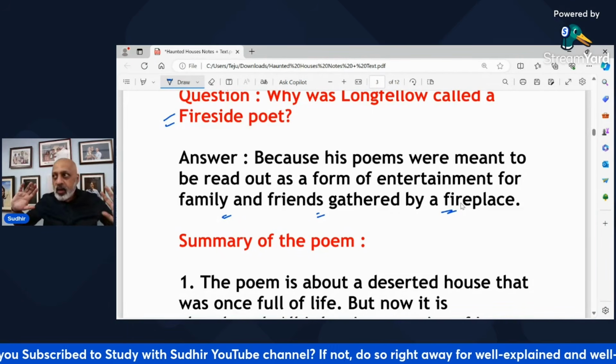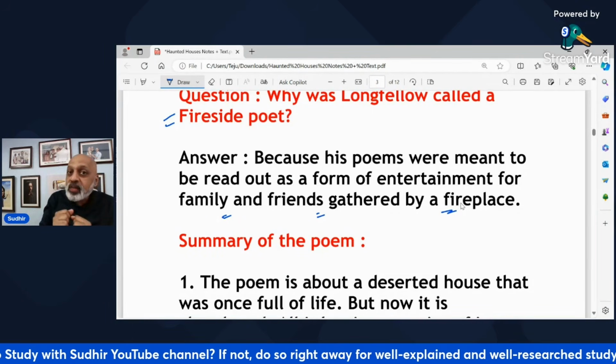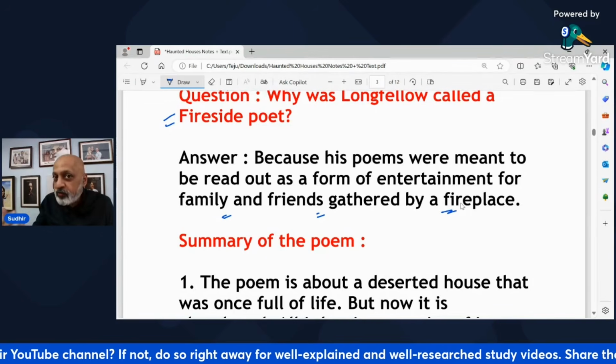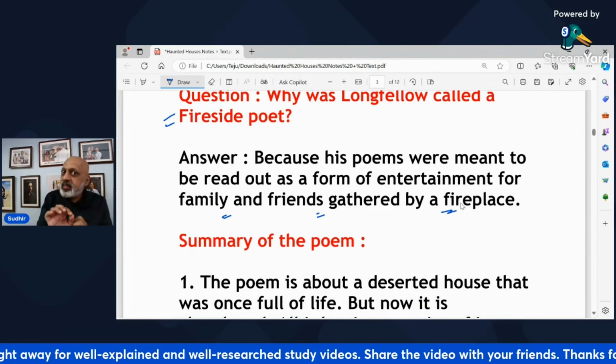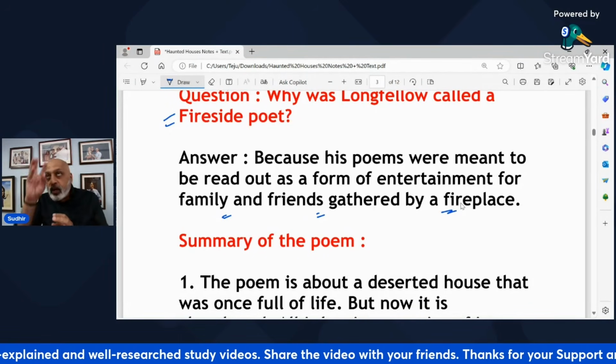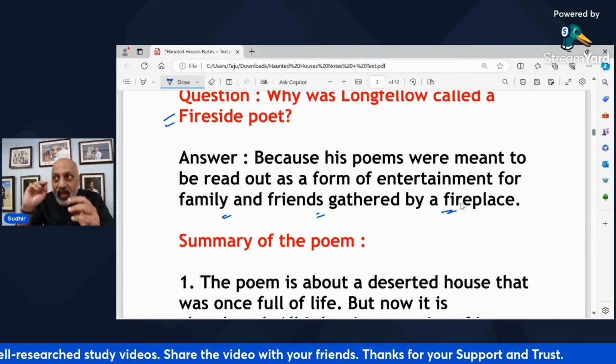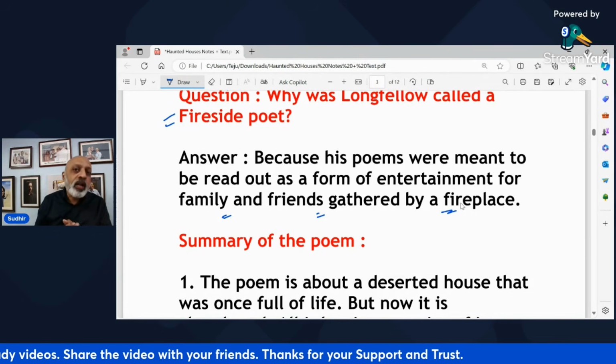Obviously, it will be dark. You tell these stories about ghosts. How would people feel? They would feel very involved, very engrossed, at the same time a little scared and kind of imagining, even as Longfellow would read out his poem.